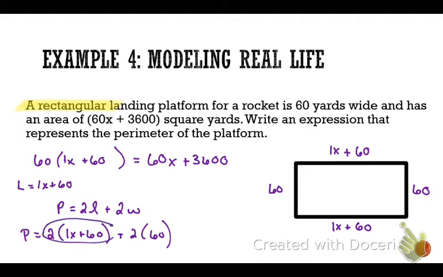Now you need to distribute. Simplify. Okay, see if you can get a step ahead of me. P equals, what's 2 times 1x? 2x. And what's 2 times 60? 120. And what's 2 times 60 again? 120. Okay, so is that my final answer? Is there nothing else I can combine? Yes, the two 120s. So here's my expression. Perimeter equals, don't y'all feel so much smarter? 2x plus 240.